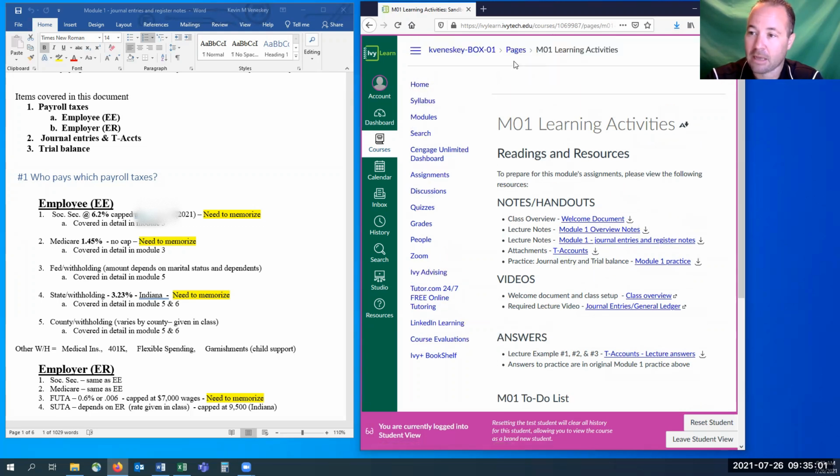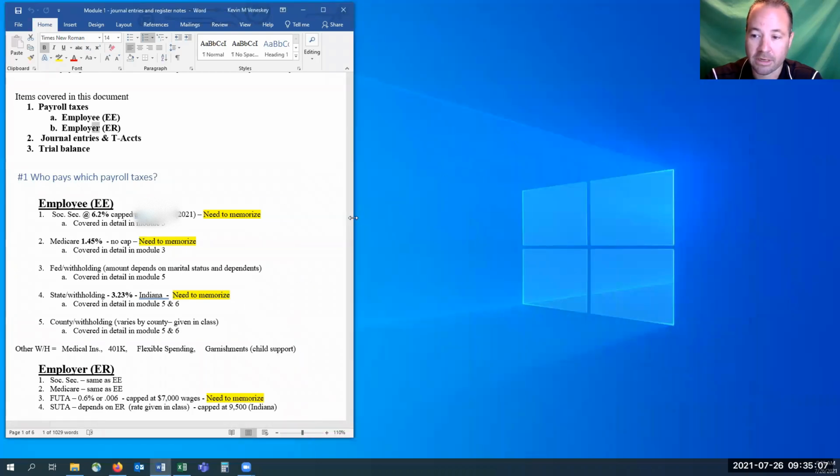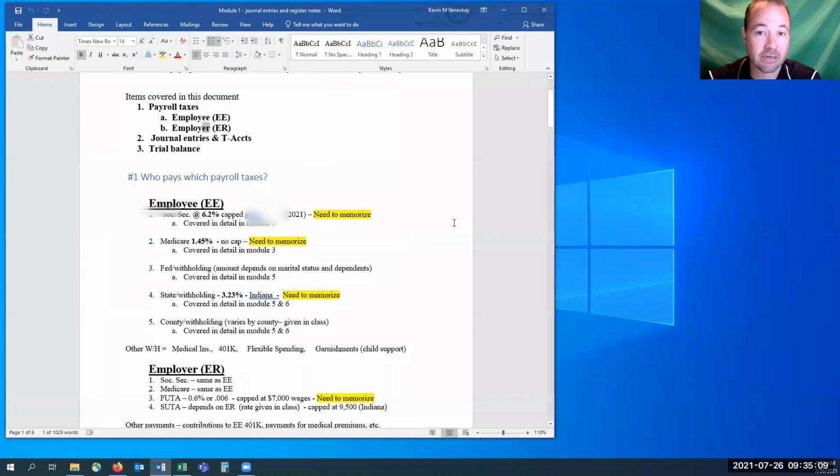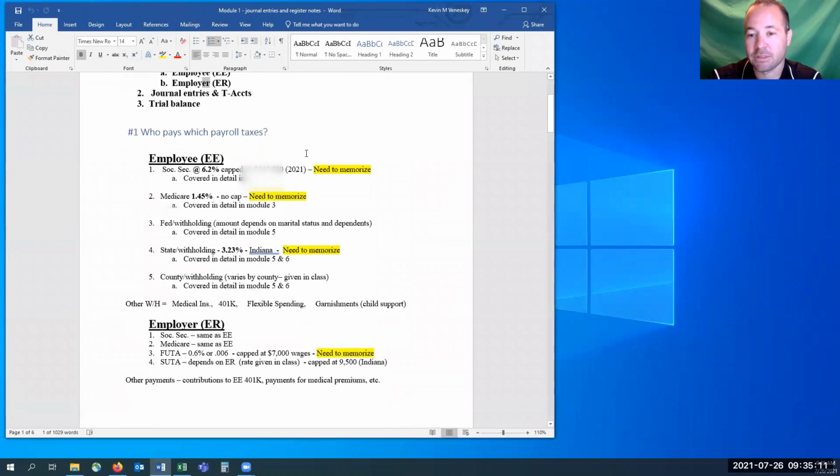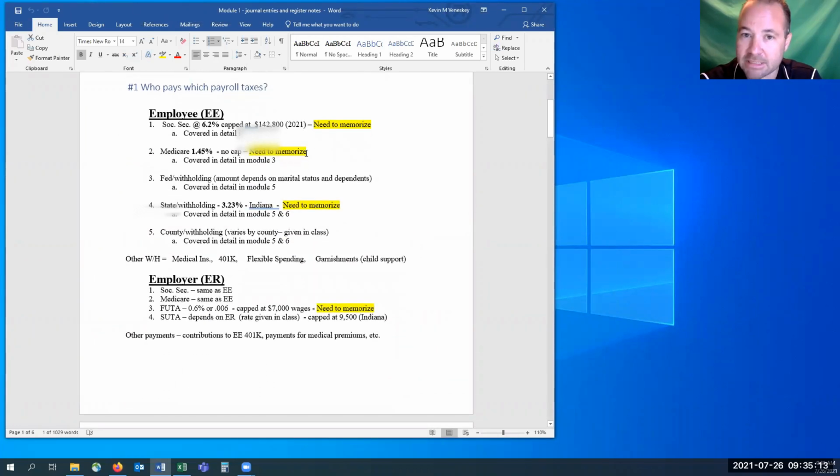All right. I'm going to, at this point, get rid of this screen, and eventually we're going to pull in another, an Excel screen, the T account sheet. But first, who pays which payroll taxes? This is an important item you need to know. And by the end of this class, you should definitely have them memorized, but you want to work on memorizing them right now, because I won't necessarily give them to you in each individual problem that we have come up.